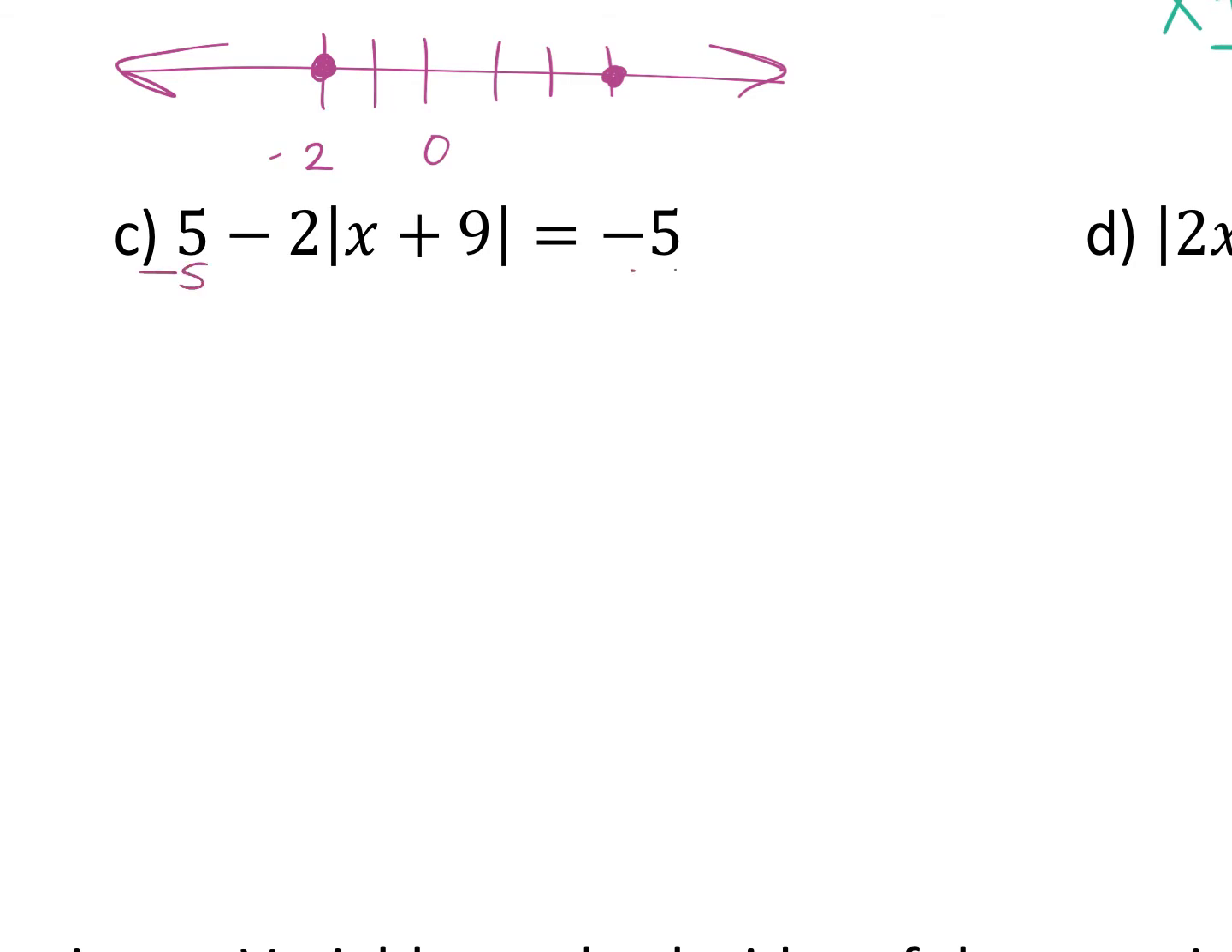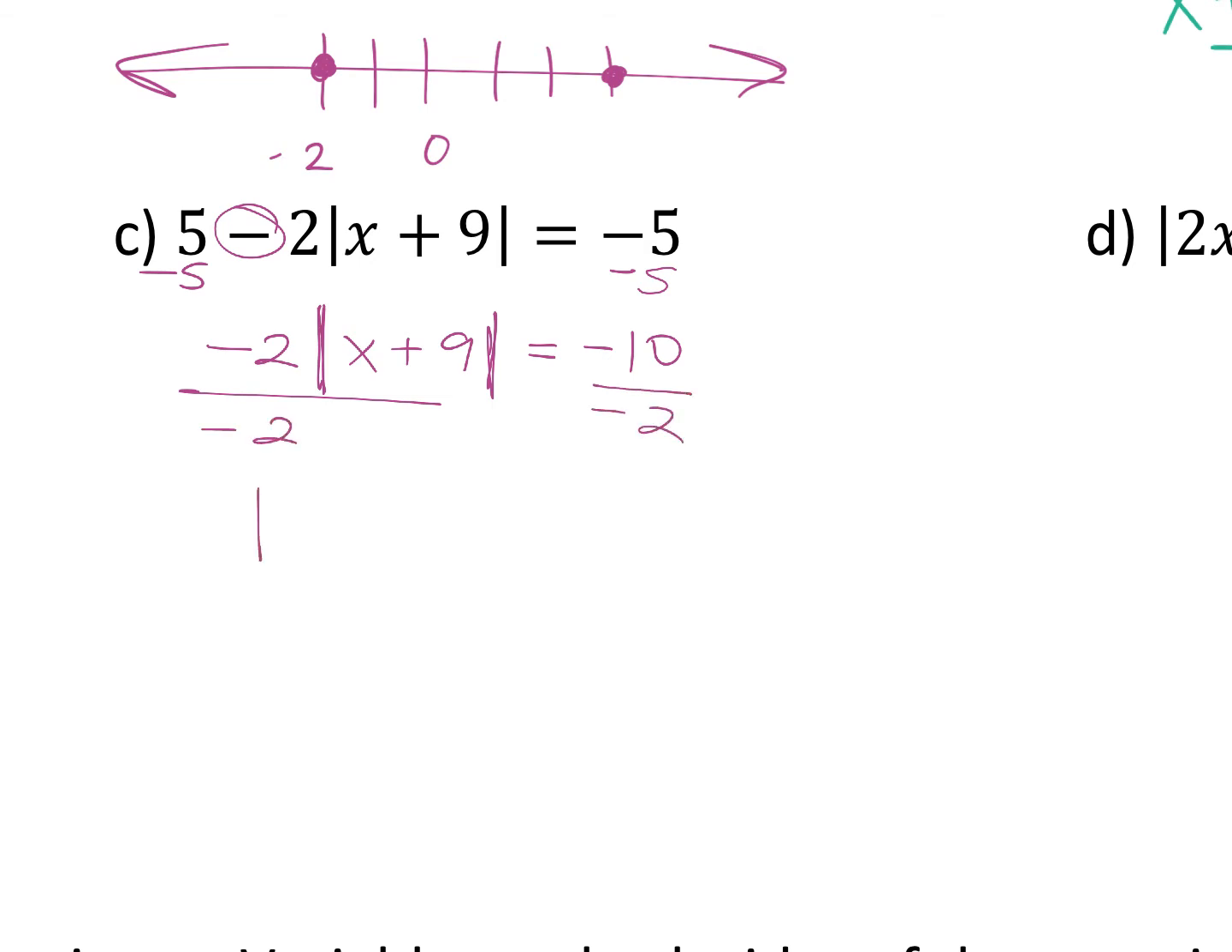Take away the 5. So you get a negative. Don't forget about that negative, right? The absolute value of x plus 9 equals negative 10. Now, it's tempting right here to add 2. But here's the deal. Absolute value bars act just like parentheses in terms of what operation we're doing. So a negative 2 next to parentheses implies multiplication, right? So this is multiplication. So we need to do the opposite and divide. So the absolute value of x plus 9 equals 5. Now what?